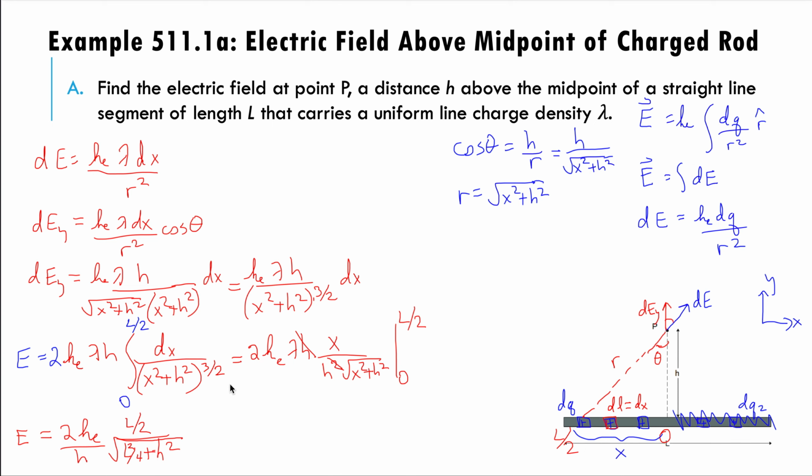minus 0. So this is going to be, the last thing we can cancel out is the factor of 2 over here. So we're going to get keLλ over h, and then we have the square root of L squared over 4 plus h squared. Let's not forget the lambda over here that I was looking for, there's a lambda right there. And let's not forget a direction. We know that the electric field is going only in the y direction, so we can just say that it is in the k direction.